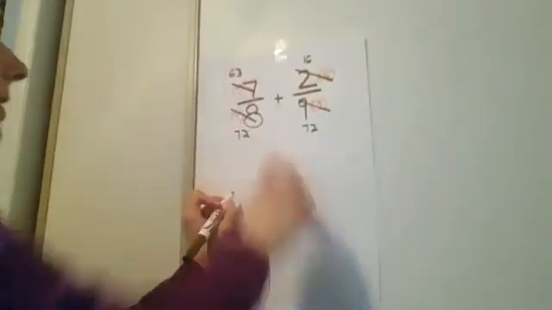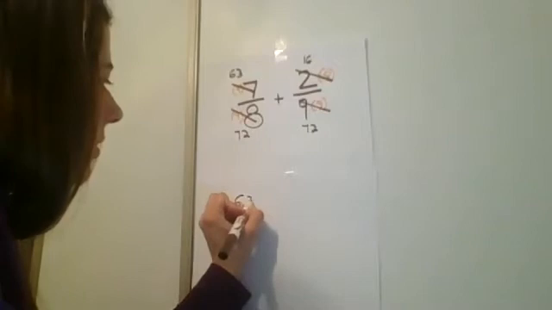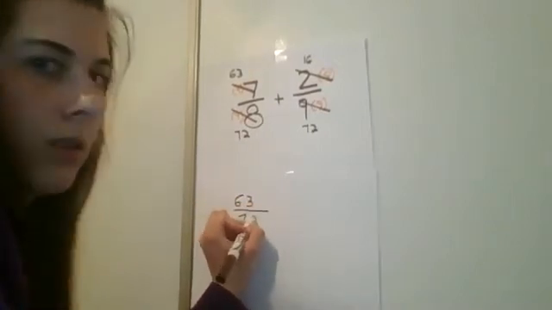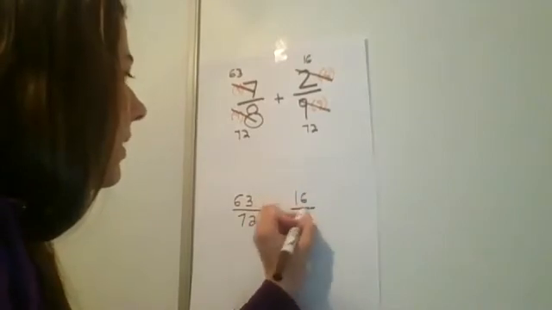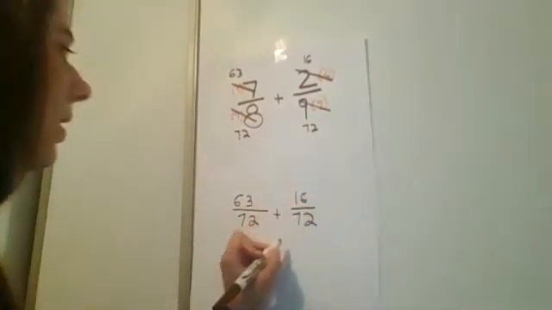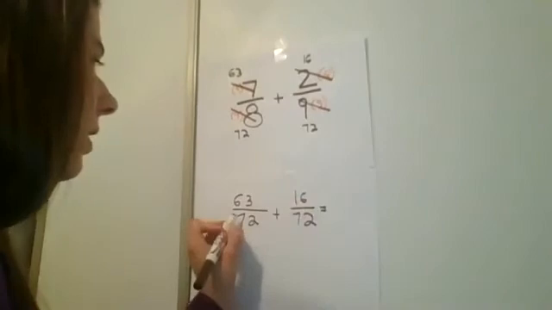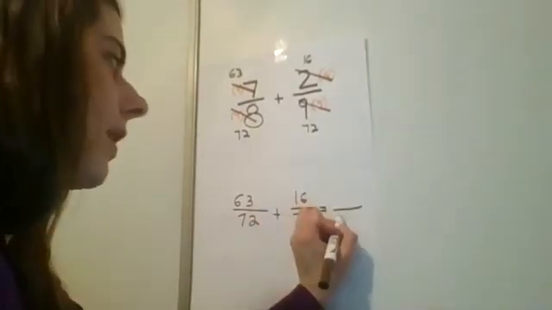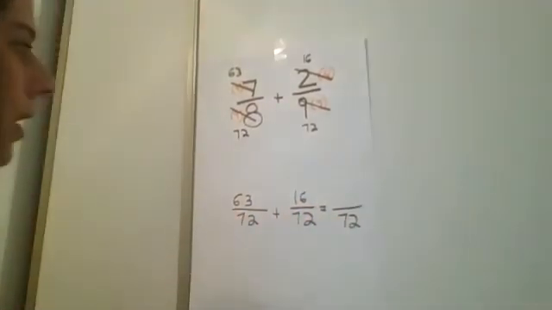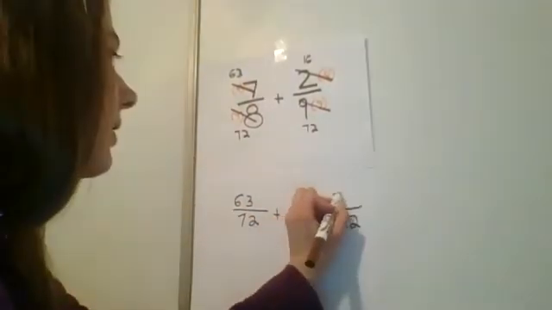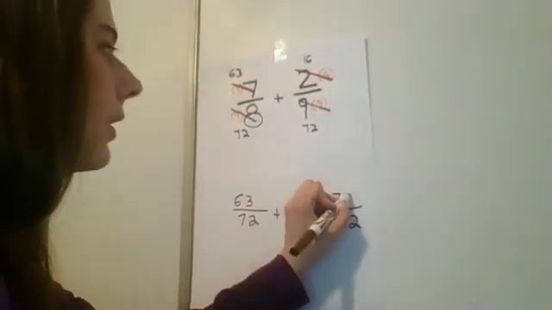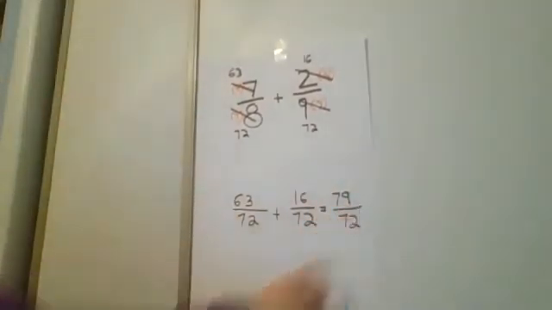So 63 72nds plus 16 72nds. And now I have to add. So the bottom number is always going to stay the same. So there we go. And then 6 plus 1 is 7. 6, 7, 8, 9. So now I have 79 over 72.